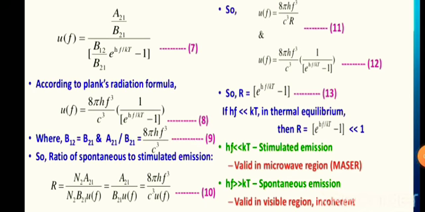When hf is very much less than kT, that is stimulated emission, valid in the microwave region, that is maser. When hf is very much greater than kT, it is spontaneous emission, valid in the visible region and is incoherent.